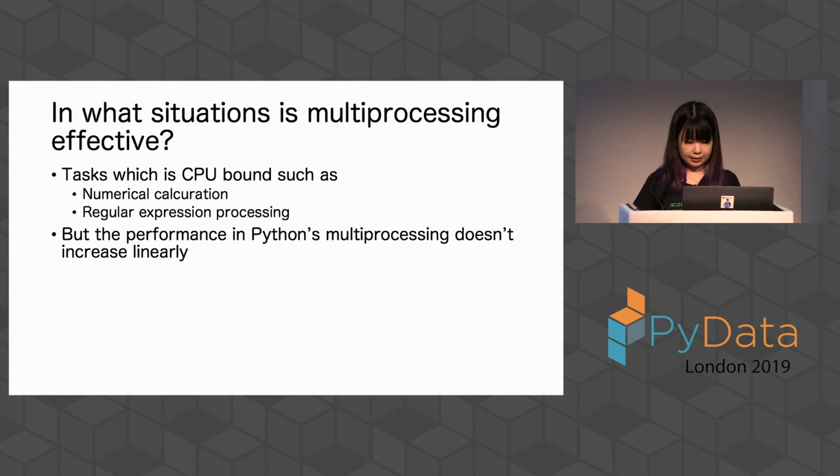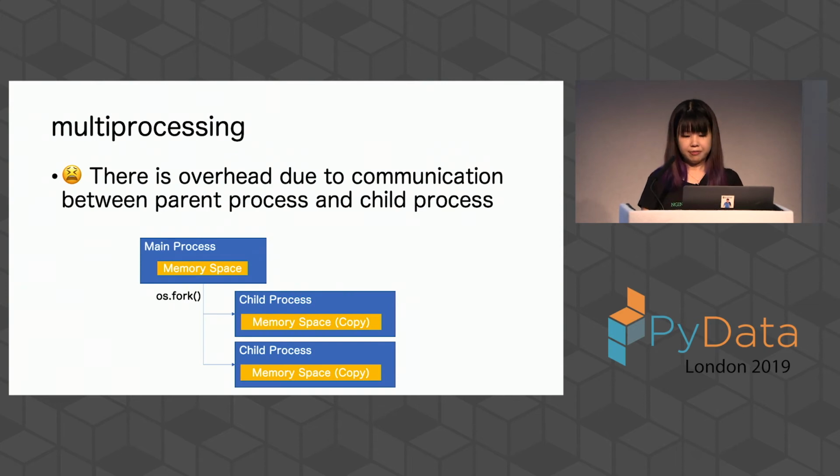What is overhead? There are several OS functions to achieve multiprocessing. Python's multiprocessing library uses the OS fork function. The OS fork function copies necessary resources such as memory space from the parent process to the child process. So, for example, when the memory size of the parent process is very large, there is overhead due to communication between the parent process and the child processes.